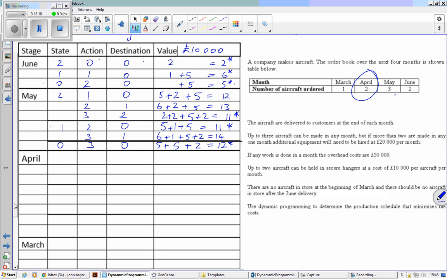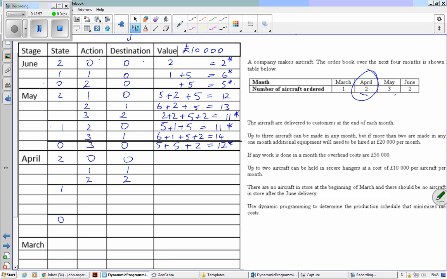Now in April we've got the possibility that 2 are held in storage, that 1 is held in storage, or none are held in storage. If 2 are held in storage, we could produce none that month because we will have satisfied the demand of 2, but then we would have none left in storage at the end of the month. We could produce 1, in which case we would have 1 left in storage at the end of the month. Or we could produce 2, in which case we'd have 2 left in storage at the end of the month. Okay, so here we go again.